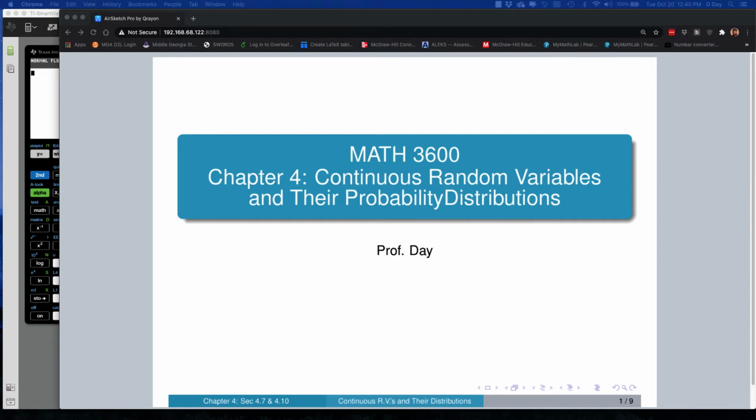Everybody. Today we're going to talk about section 4.7 and a little bit of 4.10. This will probably be shorter than most of them, but this is the last distribution we'll cover, and we're going to talk about Chebyshev's as it deals with continuous random variables for a second. So let's get into it.